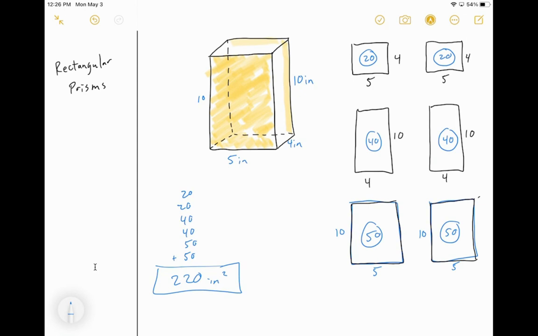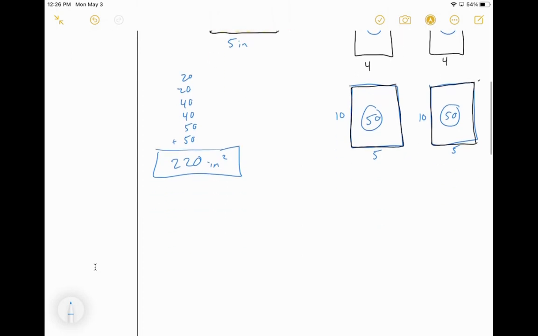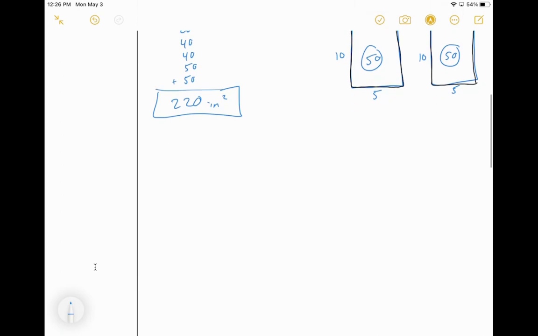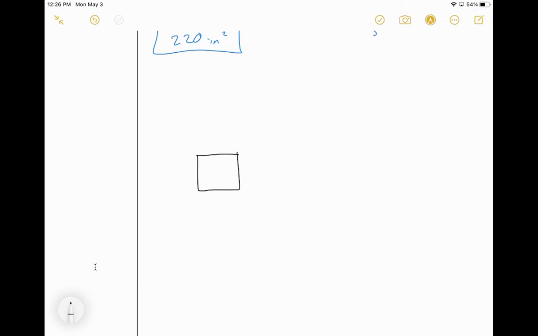All right, so let's try one. Let's have you guys try one here on your own. Let's do a rectangular prism that's a little bit flatter, a little bit longer. Let's say this is 6 centimeters. Say this is 6 centimeters. And we'll say this is 12 centimeters.